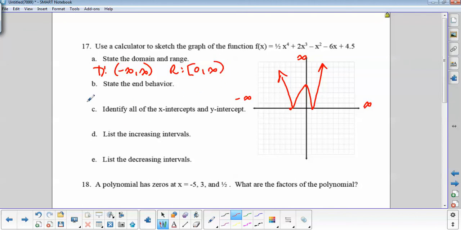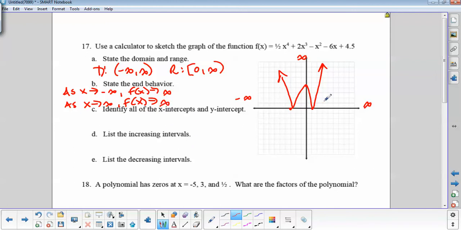Alright, your end behavior, always going to start with as x goes to -infinity, f of x goes to, as x goes to +infinity, f of x goes to. So as x goes to -infinity, that's the left side. The y is going to +infinity. And as x goes to +infinity, that's the right side. We're still going to +infinity.